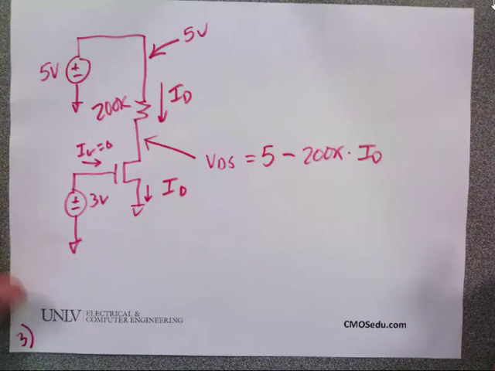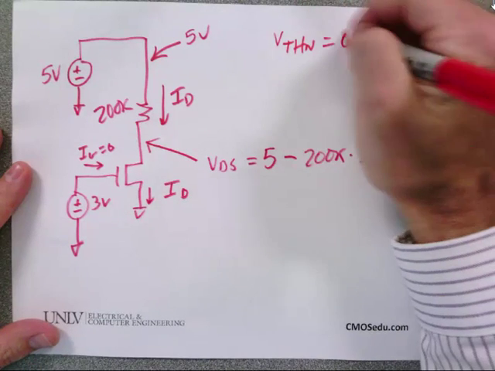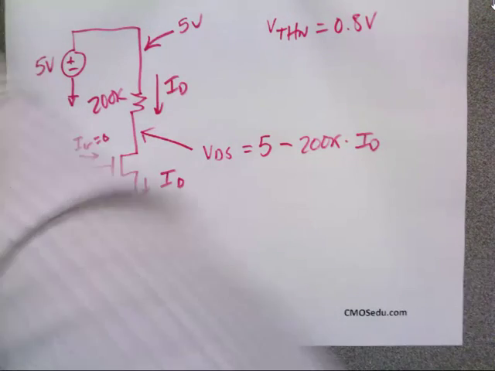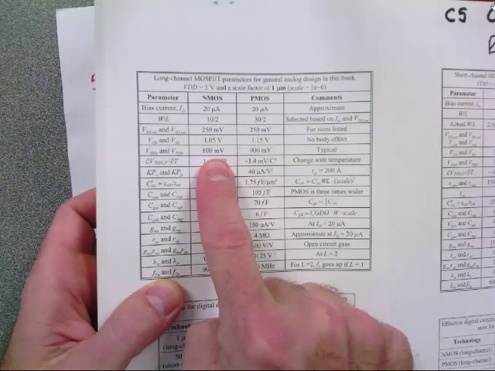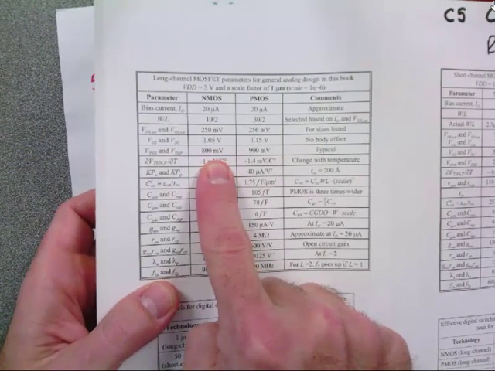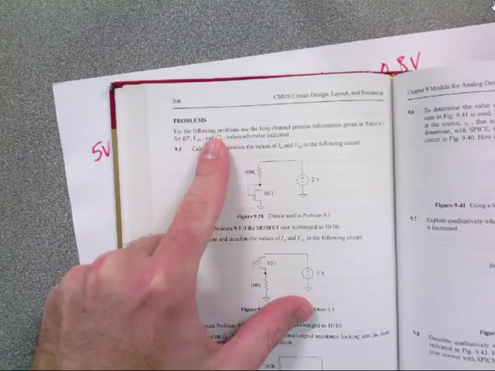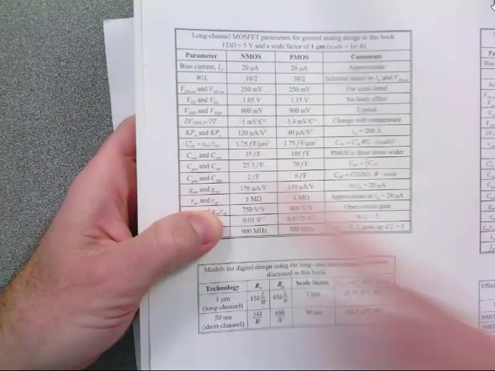Okay, so what is the threshold voltage for this process? How do I know that? It's in the book, in the table, or I can go to the back of the book and look at the long channel parameters and it says threshold voltage, 1 micron, 800 millivolts. How do I know this is the process I'm using? It said so right here at the beginning of the problems. Okay. What is the KP for this process? 120 microamps.